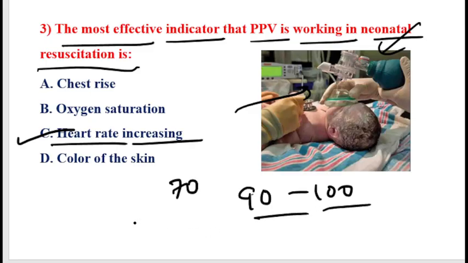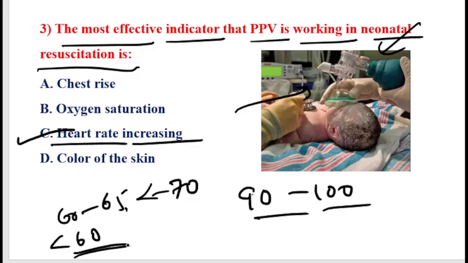If the heart rate is going back, suppose it goes to 65, 60 or even less than 60, that indicates positive pressure ventilation is not helping the baby, and we need to initiate chest compressions. So the answer for this question is option C, heart rate is increasing. The effective indicator that positive pressure ventilation is working in neonatal resuscitation is heart rate. If the heart rate is increasing, that indicates positive pressure ventilation is effective.